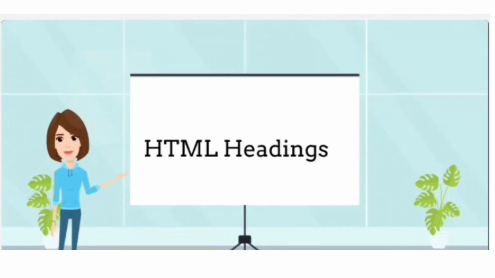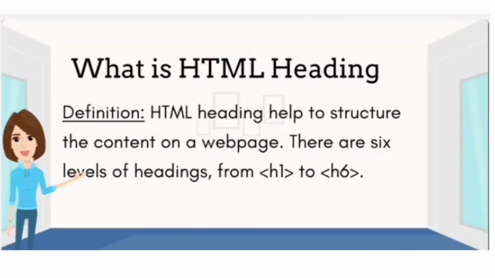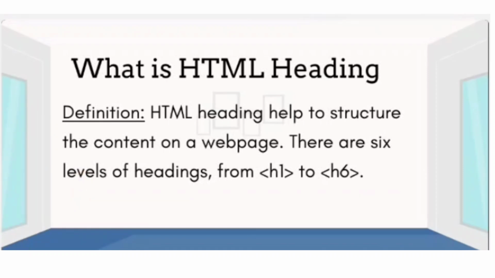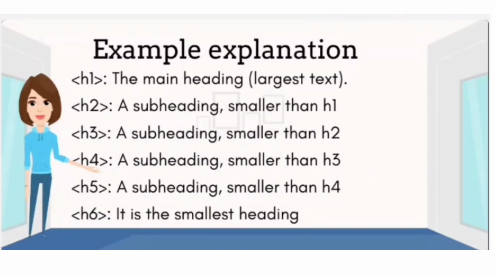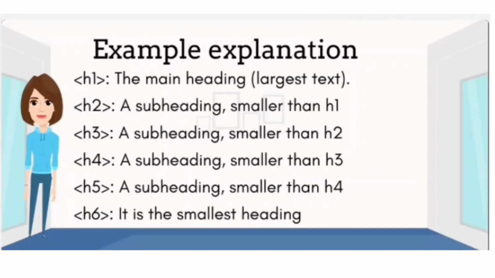HTML headings. What is HTML headings? Definition: HTML headings help to structure the content on a web page. There are 6 levels of headings, from H1 to H6. Let's see the example here. Let's see the example explanation.